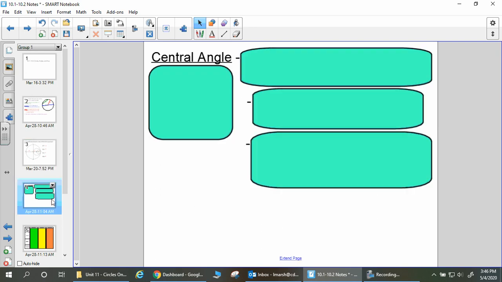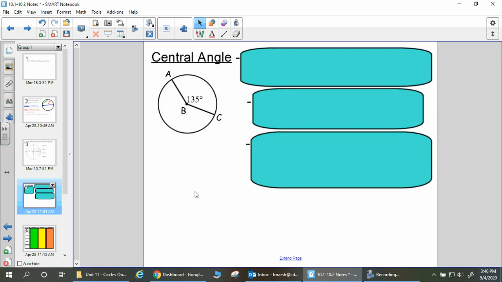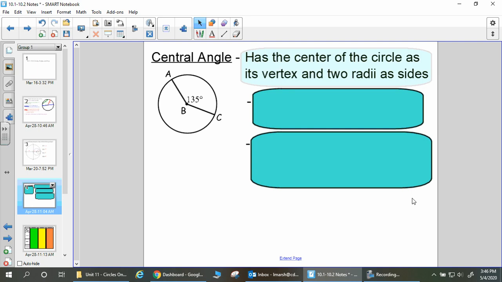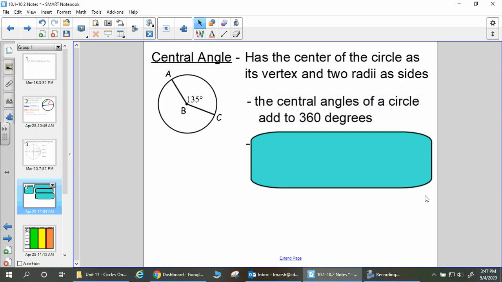Let's look at a little bit more vocab, something called a central angle. So picture-wise, it might look something like this. The definition has the center of the circle as its vertex and 2 radii as sides. So central angle literally means an angle at the center of a circle. All of the central angles of a circle add up to 360 degrees. So if I break this up like a pizza into a bunch of slices, all of those slices together have to be 360 degrees.